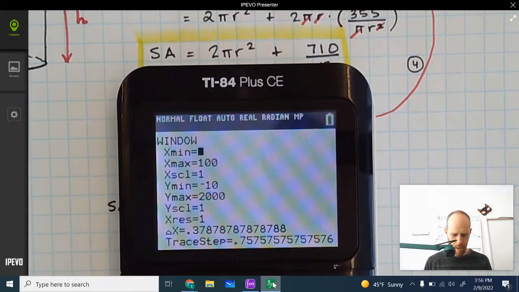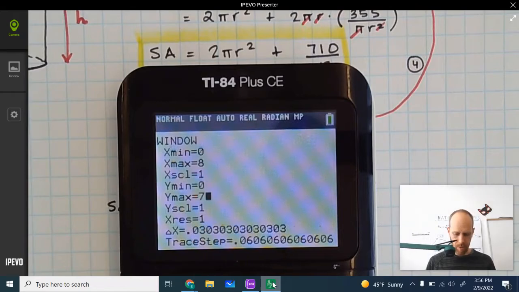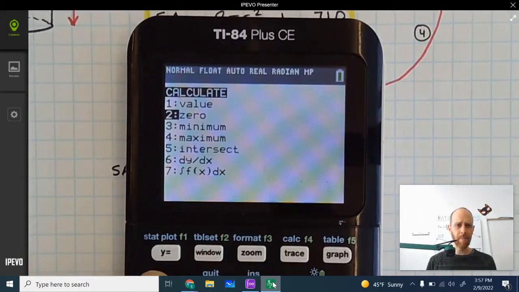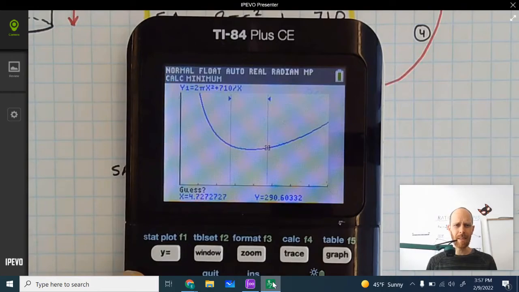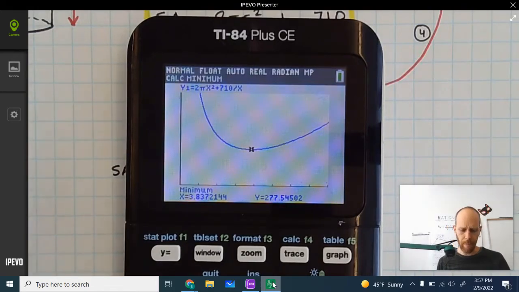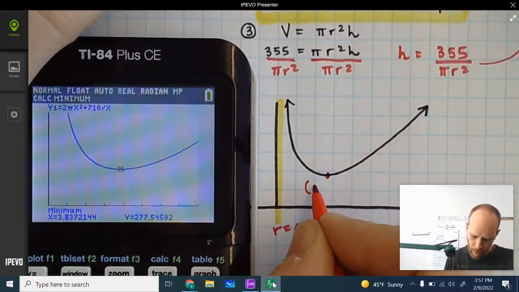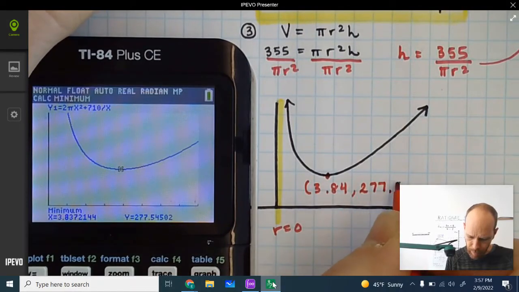So I'm going to say x goes from 0 to 8, and y goes from 0 to 700. And then I'm going to hit graph. There it is. Second calc, minimum. Move to the left of the minimum. Move to the right of the minimum. Hit enter. There's our minimum. So our minimum occurs at 3.84, 277.5.